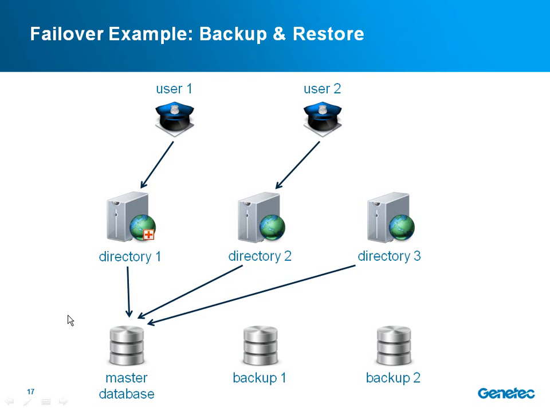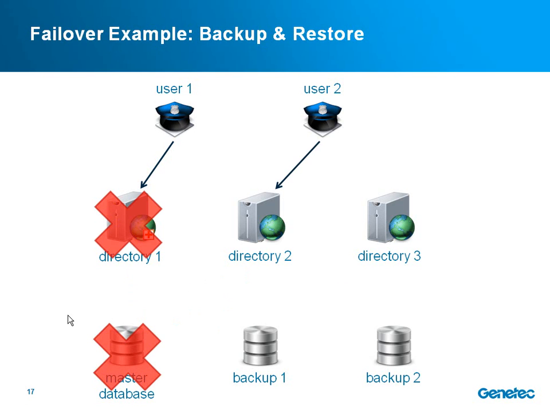Let's consider what will happen in a backup and restore situation if the first machine goes down completely. Since the directory and database server are no longer available, the directories will disconnect from the master database, and the first backup database will be chosen as the database to connect to by the remaining directories.